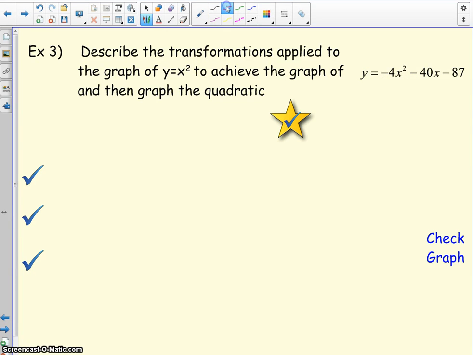Now, one thing you remember when we started this unit, if we want to find the transformations, we need which form? You guessed it, vertex form. So I'm going to have you guys put this into vertex form, and from there, try and find the transformations. I want you guys to work through this one on your own and see what you can come up with, and push play when you're ready to go through the answer.